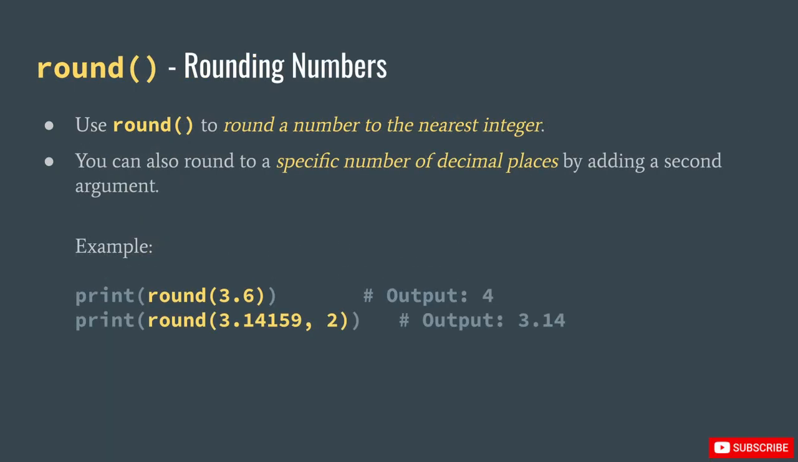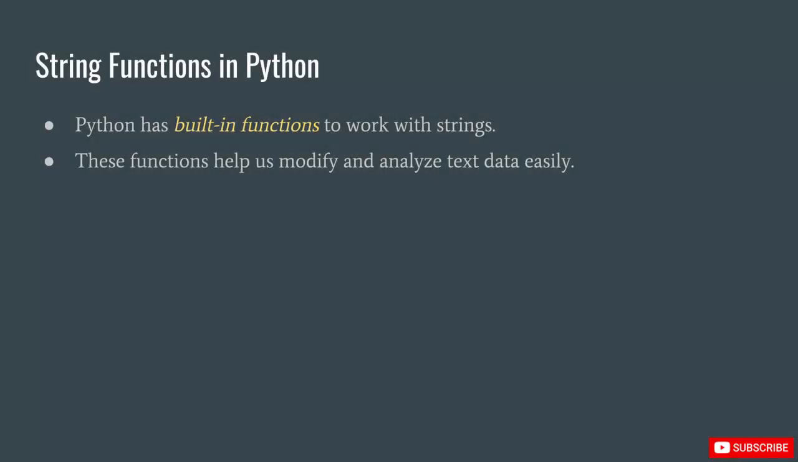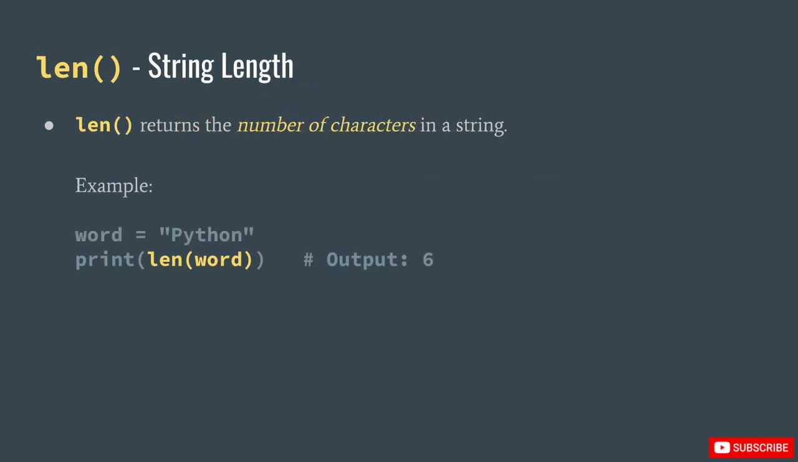The round function is used to round a number to the nearest integer. You can also specify the number of decimal places you want by adding a second argument. Python provides built-in functions that make it easy to work with strings. These functions allow us to modify, analyze, and manipulate text data, making tasks like searching, changing case, or trimming spaces much simpler. The len function returns the number of characters in a string. It's useful when you need to know the length of a piece of text.